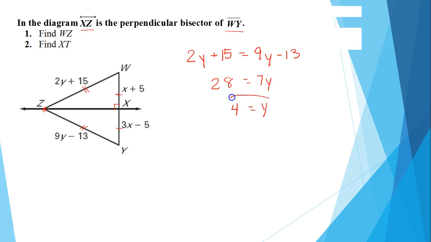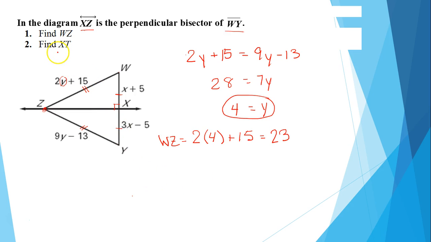Now, knowing that y is equal to 4, plug that back into here, and we will have the length of WZ. So plug that in. And WZ is equal to 23. And that's it for finding WZ.